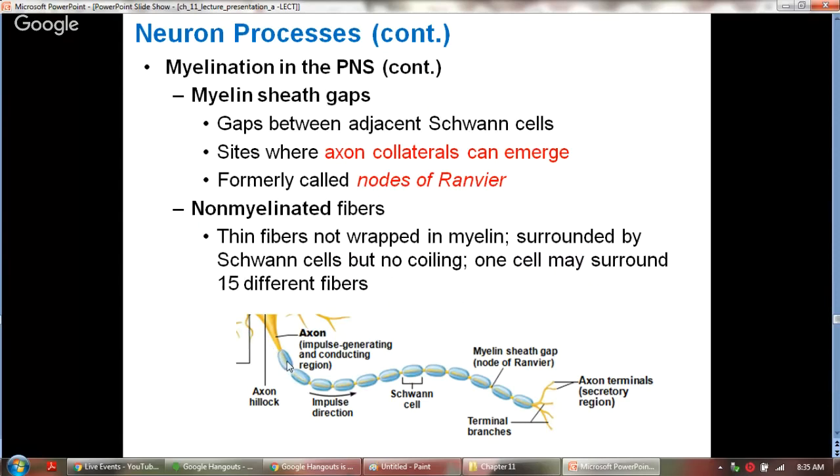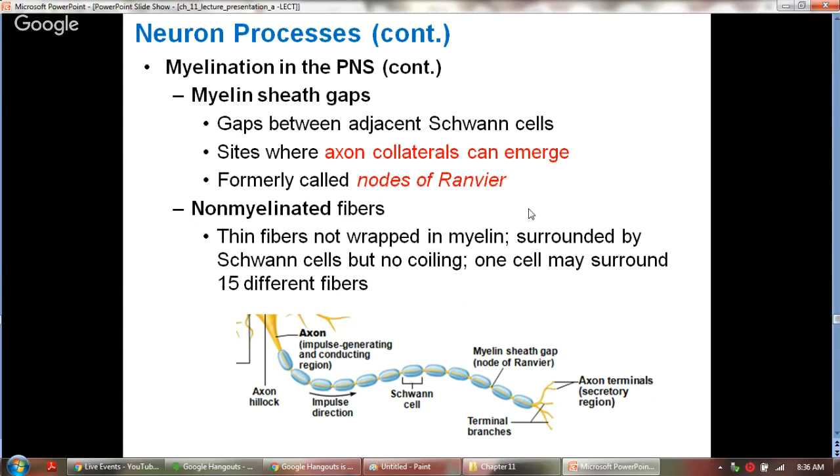Therefore, in between these Schwann cells, there's a gap. There are areas which have not been wrapped around. These are called myelin sheath gaps, located between adjacent Schwann cells. Those are the sites where axon collaterals can emerge. And when you read old books, you might find the term nodes of Ranvier. They're formally called nodes of Ranvier, but currently we use the term myelin sheath gaps.